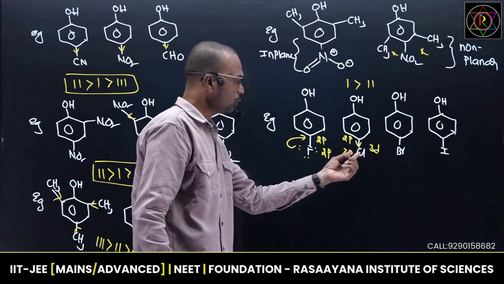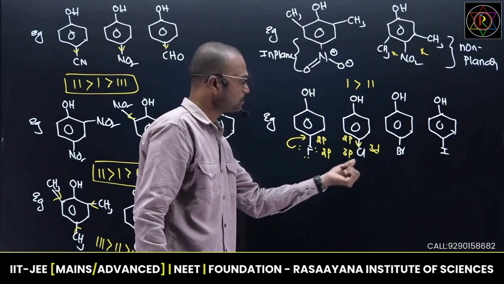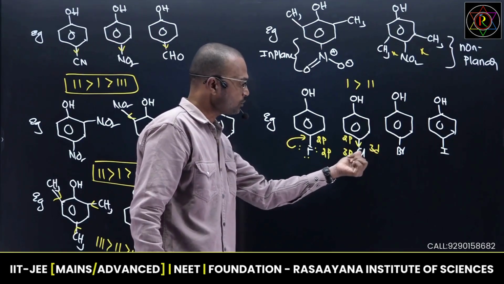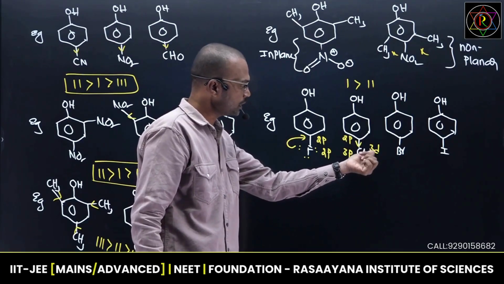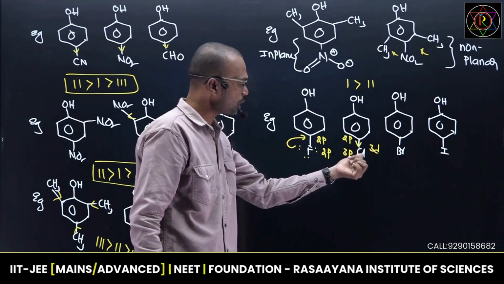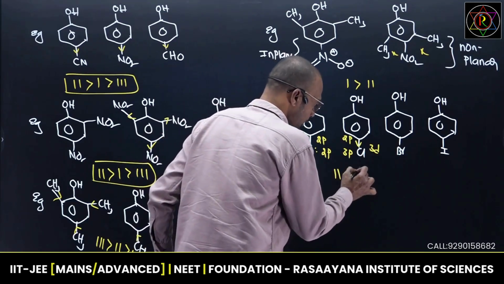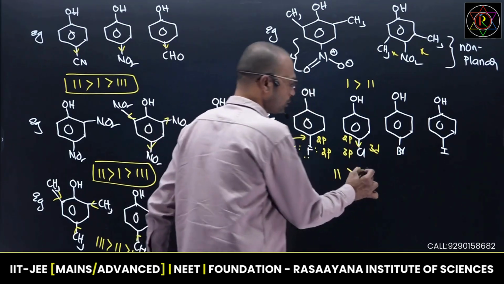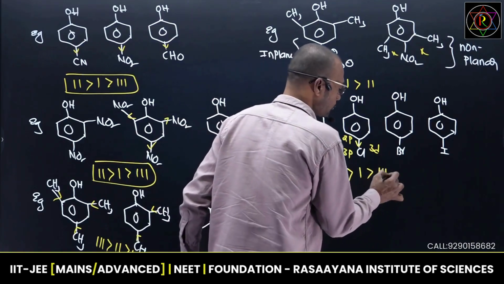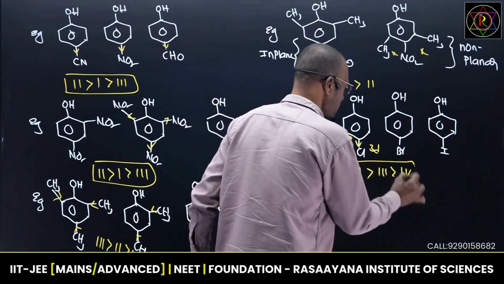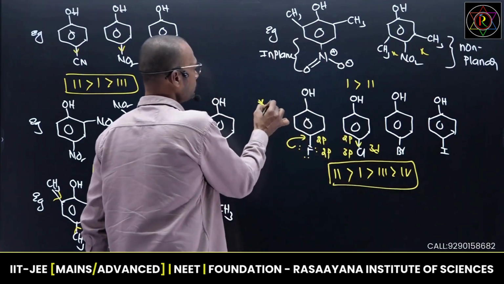That's why chlorine has additional 2 factors. Due to presence of unequal size and due to presence of empty 3d orbital, chlorine acts as a strong withdrawing group as compared to fluorine. So finally I can say that second one is more acidic than fluorobenzene. Then later on bromobenzene, third one, then followed by fourth one. This is many times asked in exam. This is very, very important one.